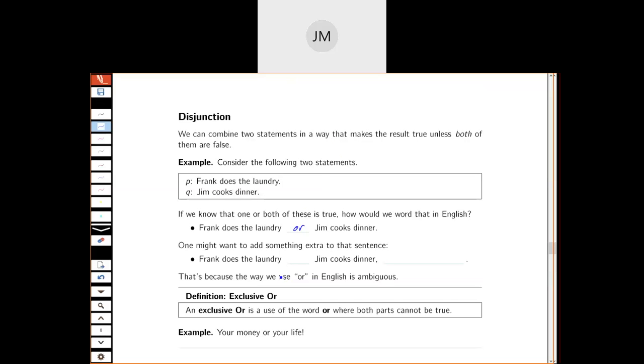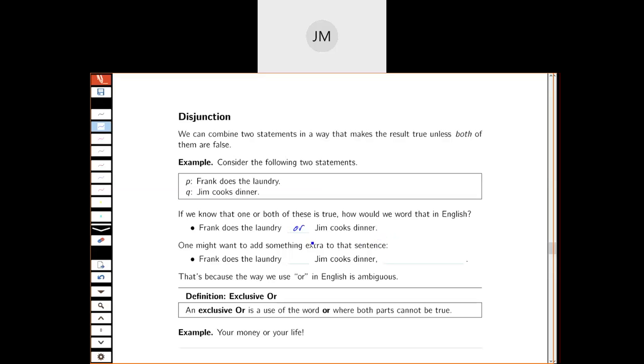Frank does the laundry or Jim cooks dinner. If they're both false, then my or statement is false. But if Frank does the laundry and Jim does not cook dinner, then what I said is true. And if Jim cooks dinner but Frank does not do the laundry, then this or statement is still true.